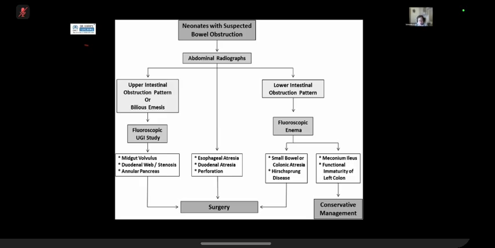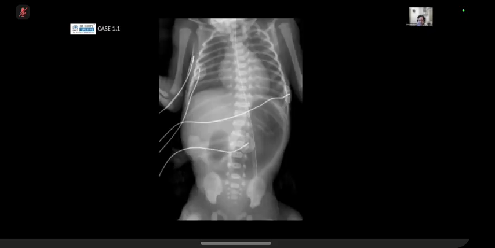Okay, so I think I've talked through the table or the flow chart. So let's start with some cases. Upper GI obstruction. So the first candidate, this is case 1.1. What do you think?